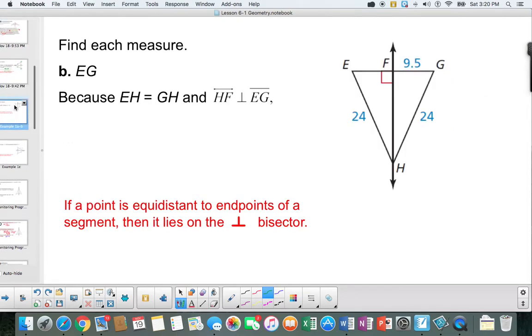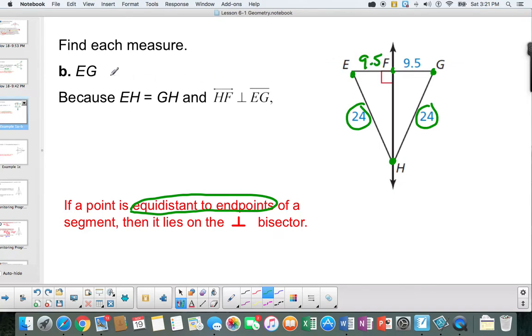All right, let's take a look at this problem. In this problem, we are given that H is equidistant to the endpoints. These are the endpoints right here, G and E. So when I see a point that is equidistant to the endpoints, then I know that H lies on the perpendicular bisector. So I know that this is going to be a midpoint, which is going to allow me to say that EF is 9.5, and therefore EG, from E all the way to G, will be 19.